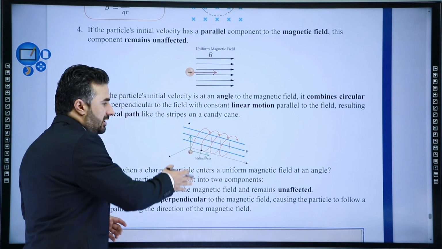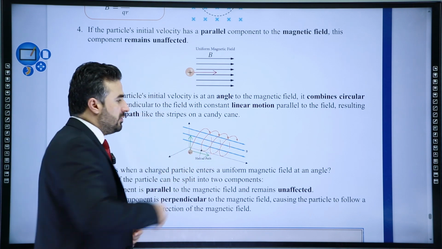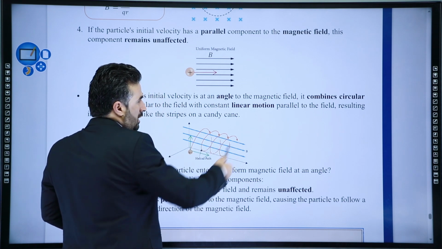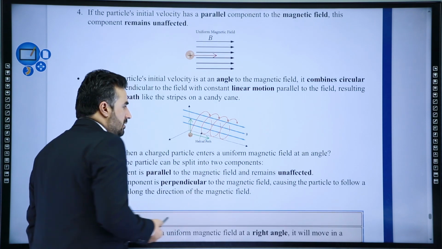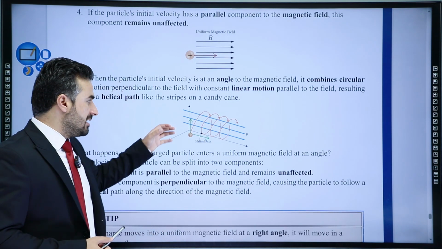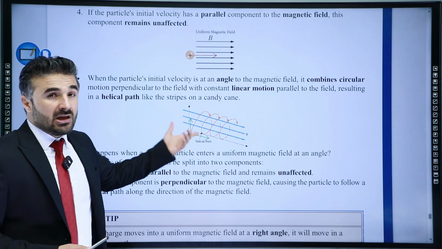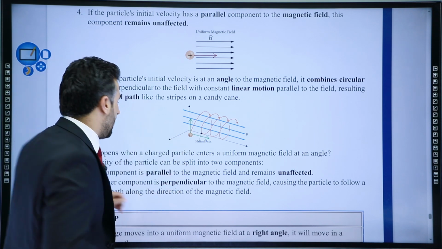The combination of these two together would cause the particle to move in a shape like this, and this shape is called a helical path. So this helical path is due to the charged particle moving into a magnetic field at an angle, don't forget.